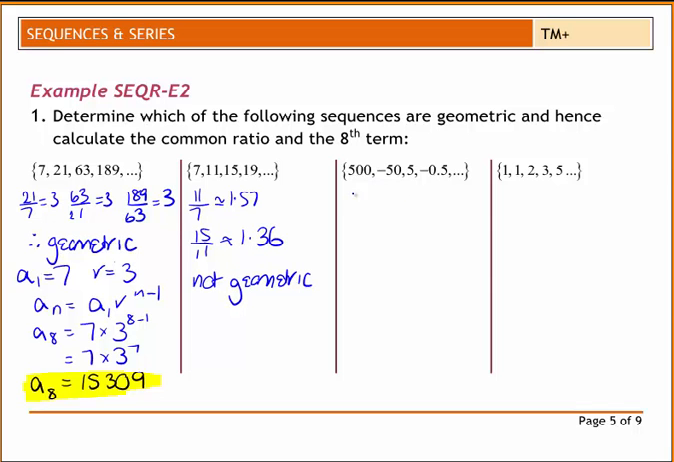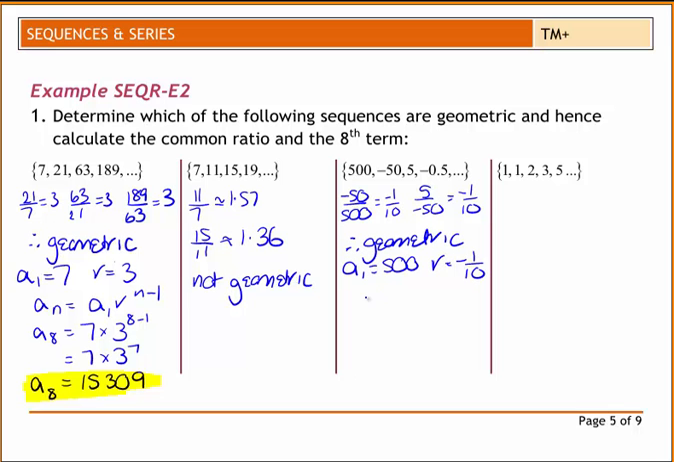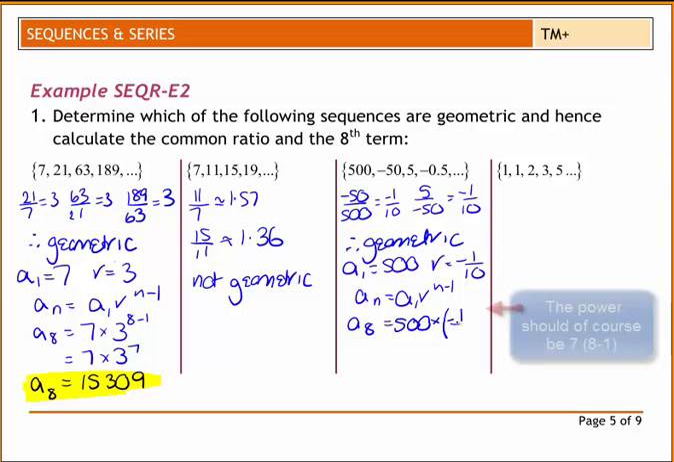Okay, next, negative 50 over 500. That's negative 1 over 10. 5 divided by negative 50 is also negative 1 over 10. And it's the same sequence as what we had before. So therefore this is geometric. My a1 is 500 and my r is negative 1 over 10. So let's try and find what a8 is. Write out our formula. So my 8th term is going to be 500 times negative 1 over 10 to the power of 8.